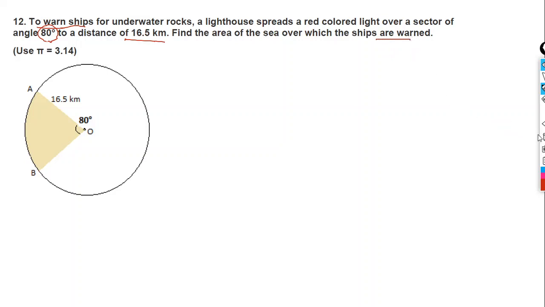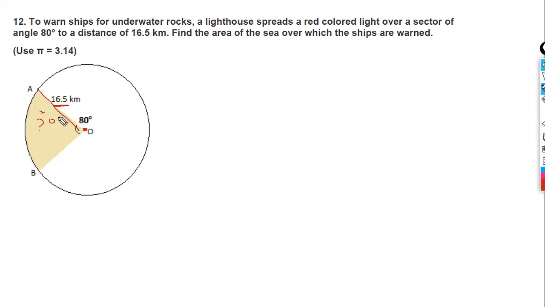You know that there is a lighthouse. Suppose there is a lighthouse. The lighthouse spreads light up to a distance of 16.5 kilometer. Why is it spreading light? Because ships can come to the shore, where there may be some rocks, and the ships will be damaged, so it is spreading light from here.